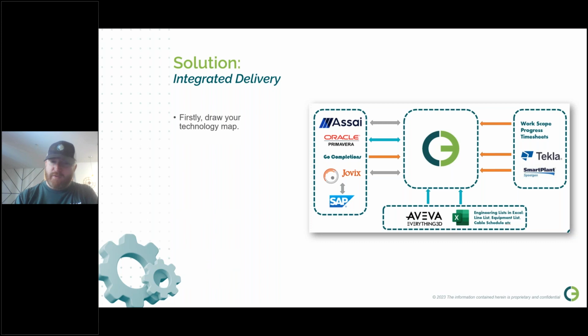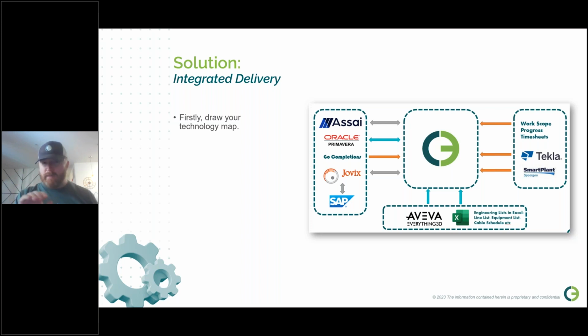The first thing I always tell people is draw out your technology map. And that's what the screenshot on the right is. In this example, on the left-hand side, these are the products that are provided by the owner. On the bottom, this is the stuff coming from engineering. On the right-hand side, we've got the things that are coming from the construction contractor. And we're showing the flow of that data into O3 operating as the AWP software.